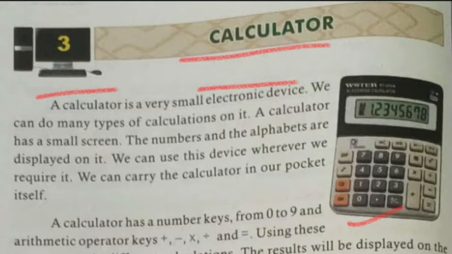We can do many types of calculation on it. A calculator has a small screen. Just look at the screen, children, how small, this much only it can display. The numbers and the letters, the alphabets ABCD, are displayed on it. Look, these numbers and alphabets, it shows on the small screen.